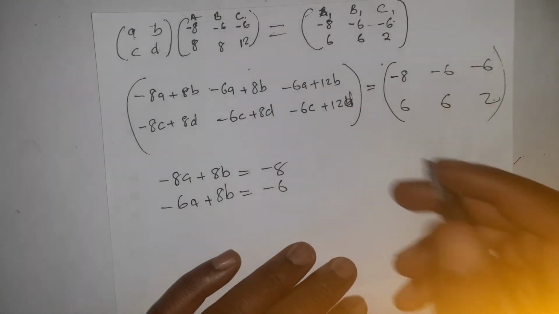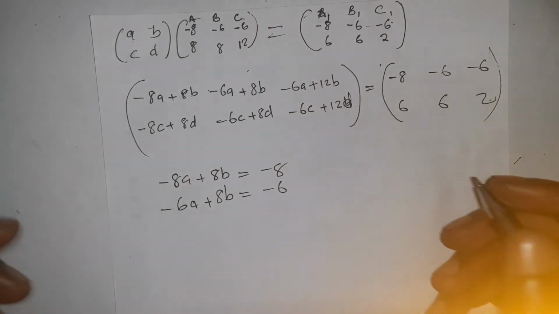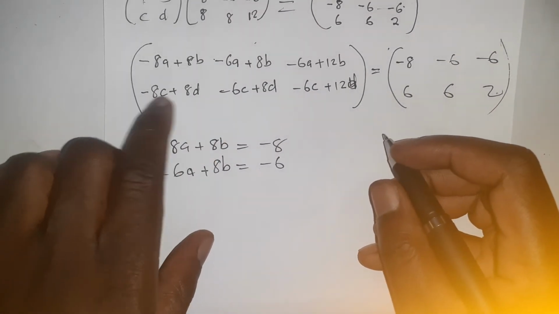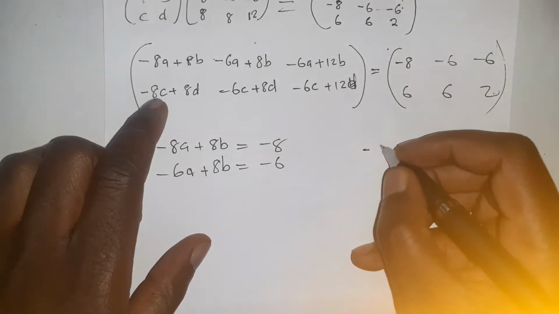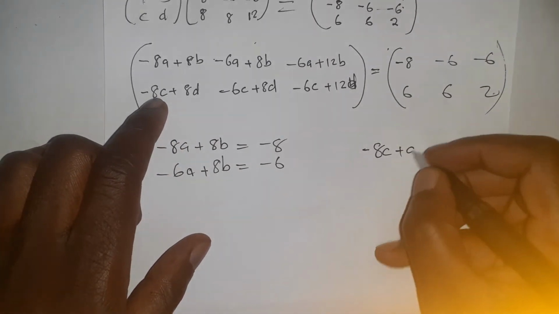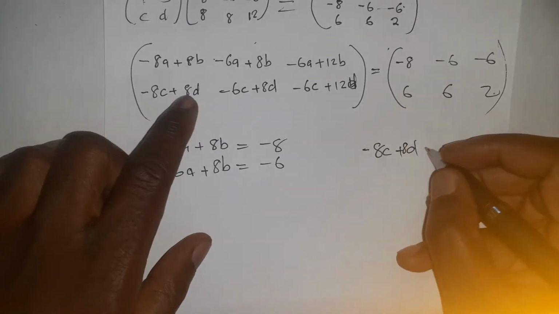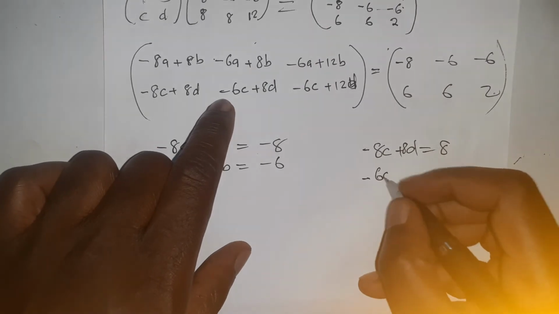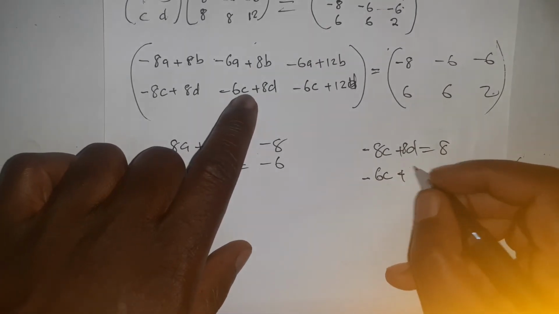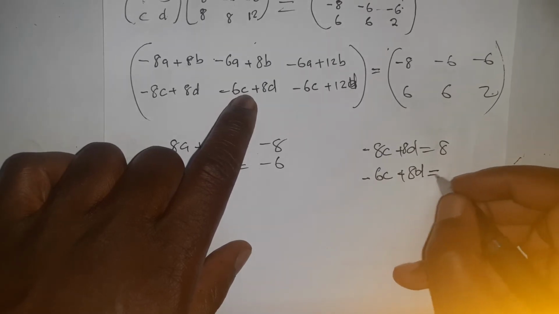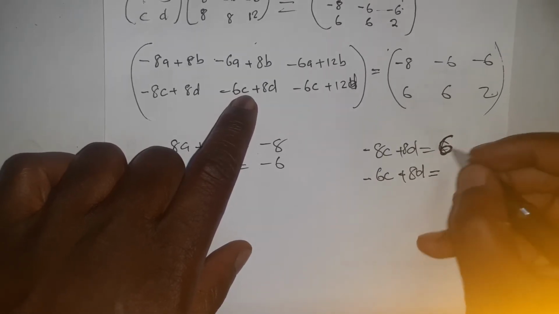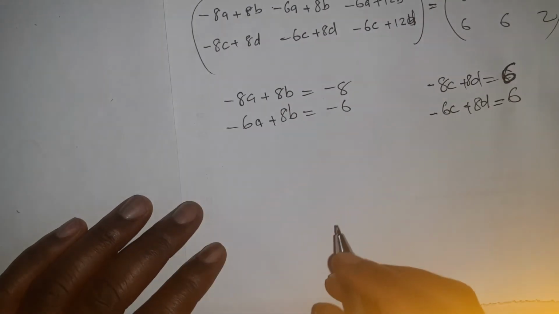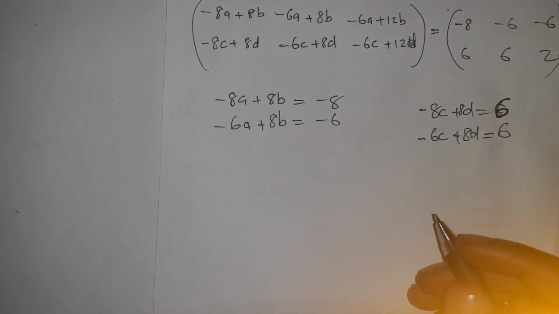Then when we come to C, you can even get this one and this one, it will be the same thing. Also, C and D, we need to form simultaneous equations. So we can say negative 8C plus 8D is equal to 6. Then you'll get this one: negative 6C plus 8D is equal to, sorry, this is 6 and also this is 6. So we solve these two simultaneously. You need to know how to solve simultaneous equations. That is now another method.